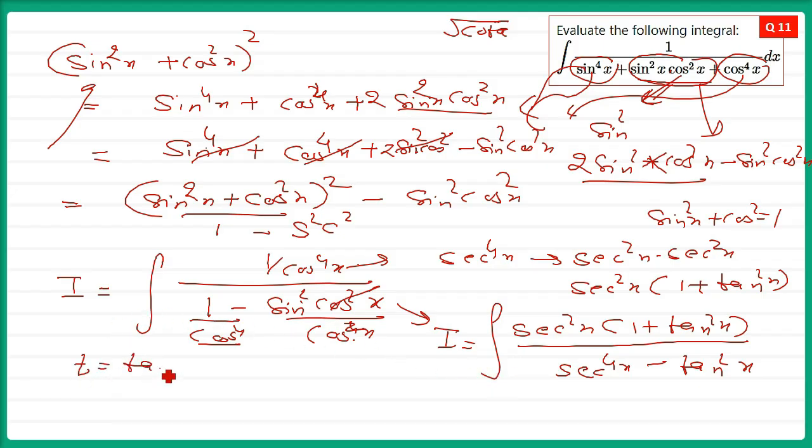Now when we put t equals tan x here, dt by dx will be equal to sec square x. That means dx is already there. Dt will become sec square x dx.